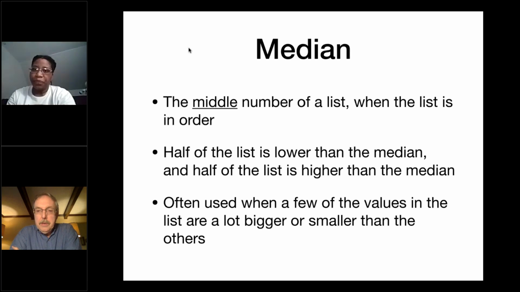And the reason why you sometimes use a median, and I'll explain this a little bit later too, but one of the reasons why you might want to use a median rather than a mean is if you have a few of the points in the list that are way different from the others. So that if you were to take the mean, it wouldn't be really realistic. It wouldn't be close to the other numbers. And I'll show you that in just a moment.